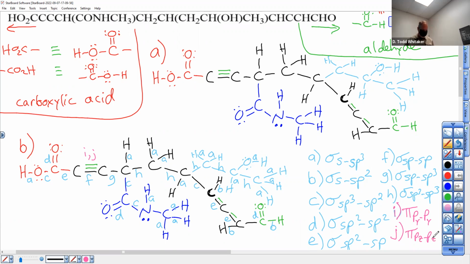Oh, now that's an sp3 on nitrogen and an sp3 on carbon. She's correct. I missed a bond. She's talking about this one. So which label says sp3, sp3? Is the letter H, and we better put an H there. Thanks for noticing that.